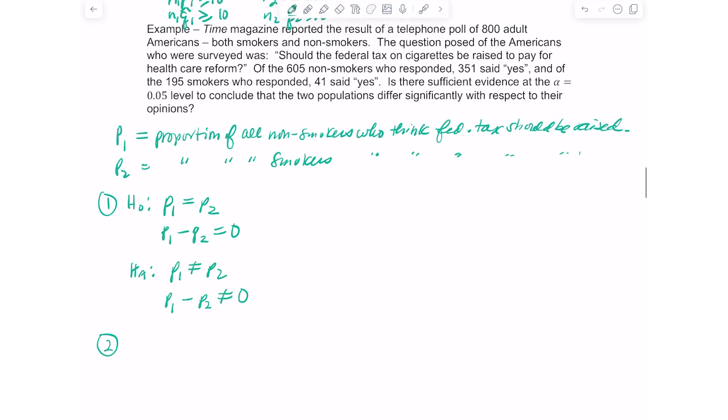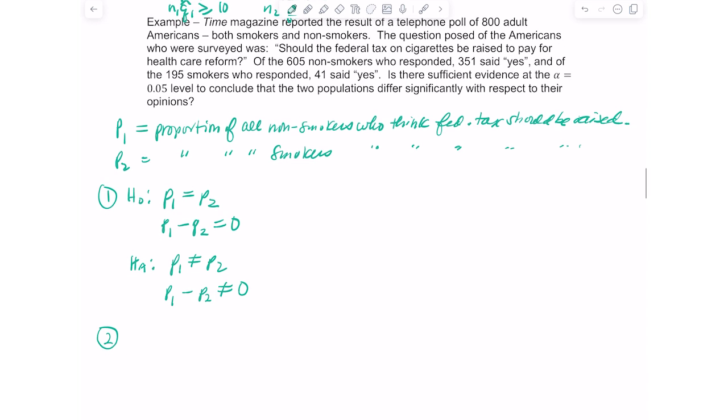So to check your conditions and your assumptions, remember you want to make sure both groups are independent. So we can assume that yes, they are, because a group of non-smokers shouldn't affect a group of smokers. There might be some instances where if it's from the same household, there could be a non-smoker and a smoker living together, but we're going to assume that their choices are going to be independent of each other.